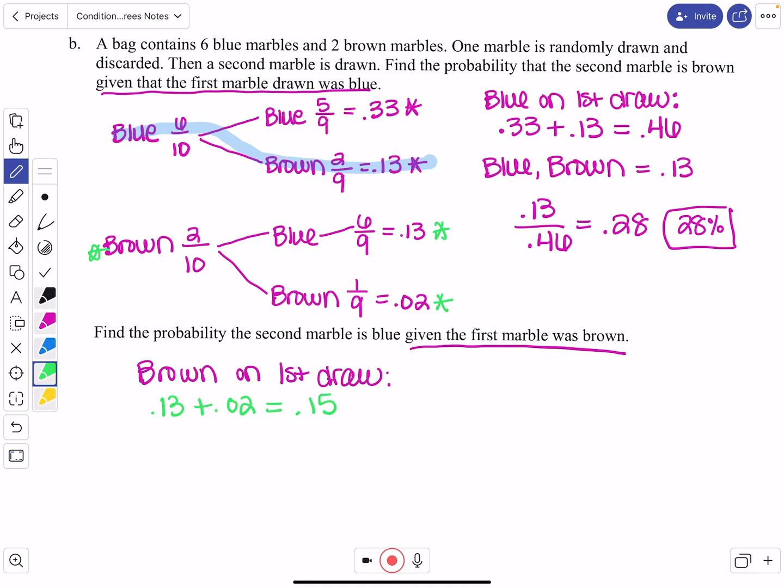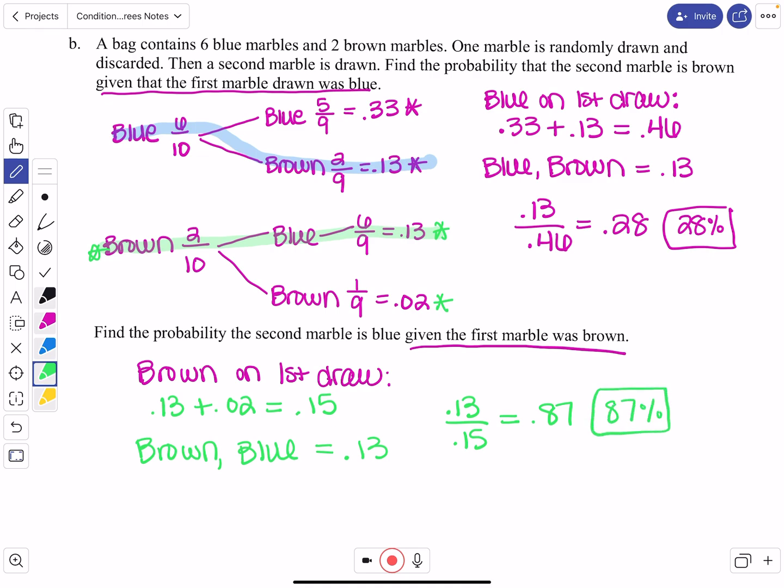All right, so then the order this happened would be brown, then blue. So brown, then blue is 0.13. So now I'm doing 0.13 divided by 0.15, which gives me 0.87. And if I change that to a percent, it's 87%.